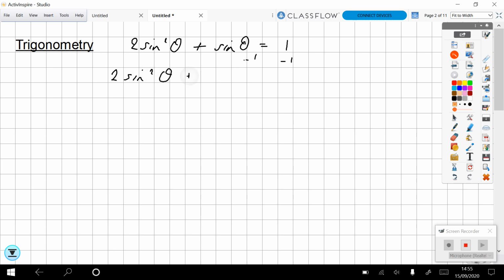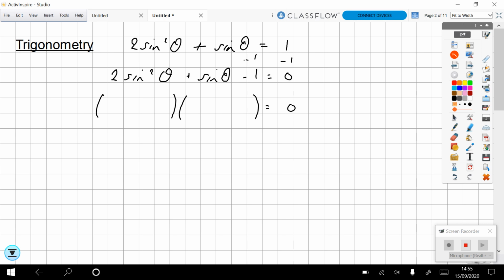And so, first step, there we go. Now this is just the same structure as something like 2x squared plus x minus 1 equals 0. Perhaps it factorises. If it does, then that's going to be the best way to go. If it doesn't, we might have to use the quadratic formula.